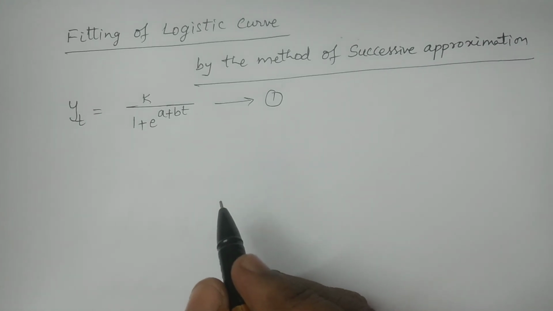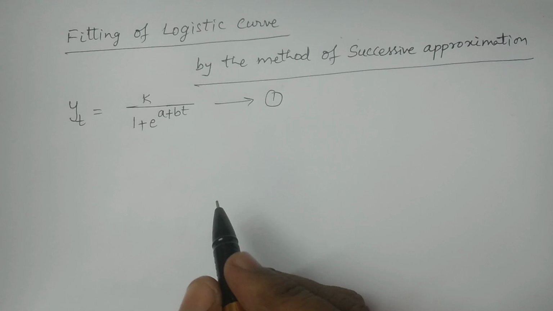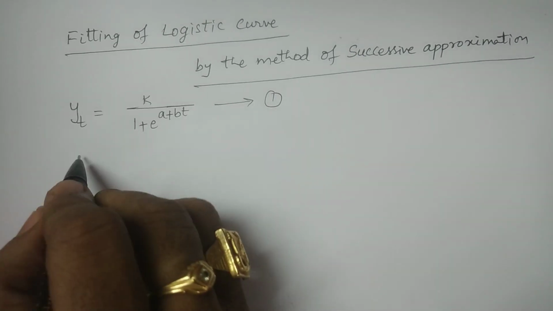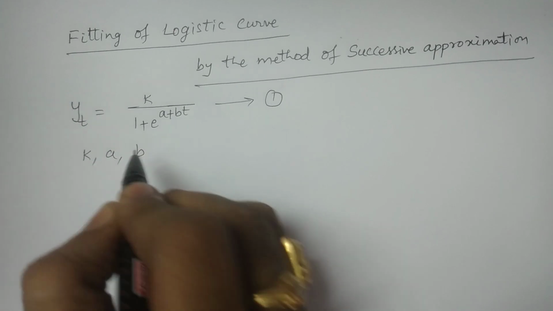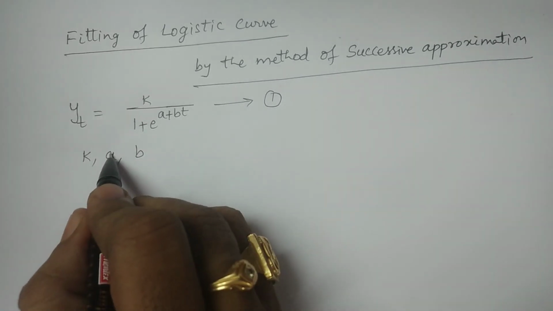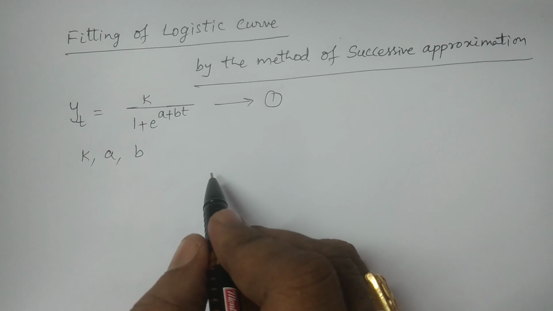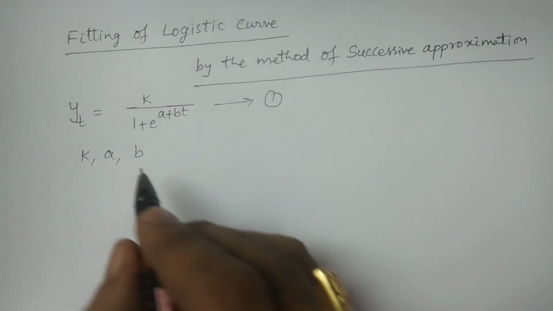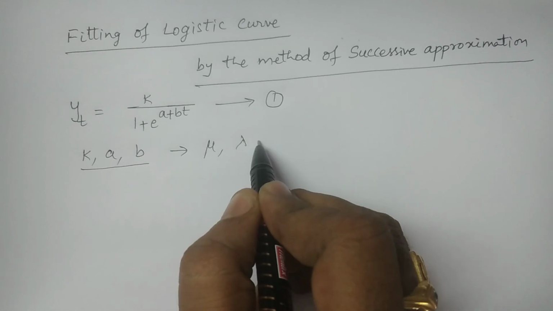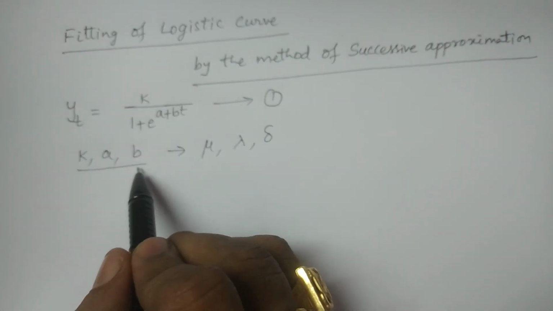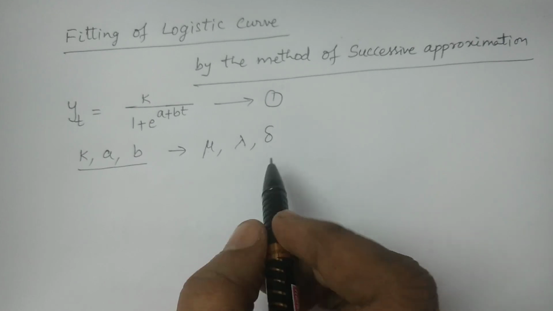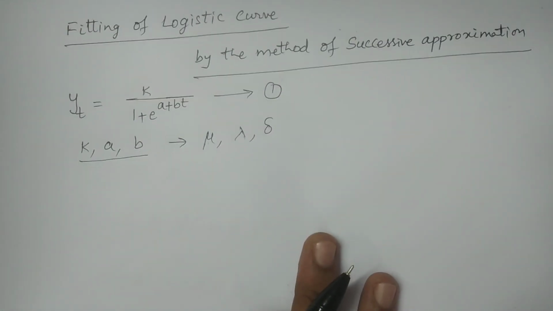So if this is the logistic curve, by the method of principle of least squares, if we want to consider the first correction, you have to assume that k, a, b are the parameters whose values are known approximately. Then the first correction for k, a, b are, for k it is mu, for a it is lambda, and for b it is delta.